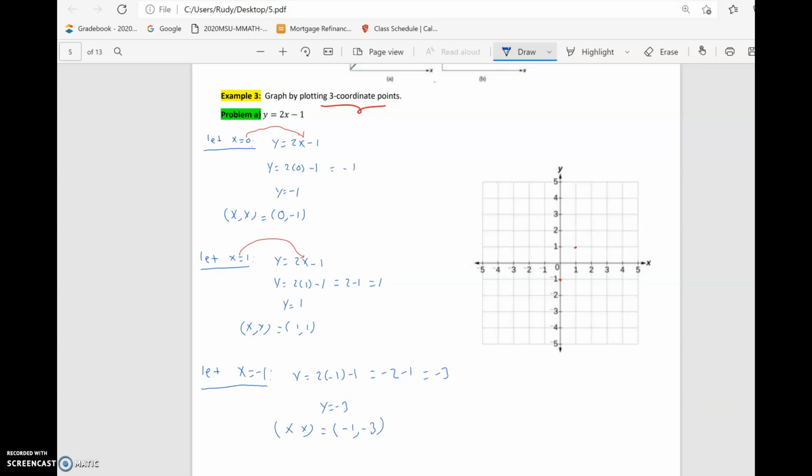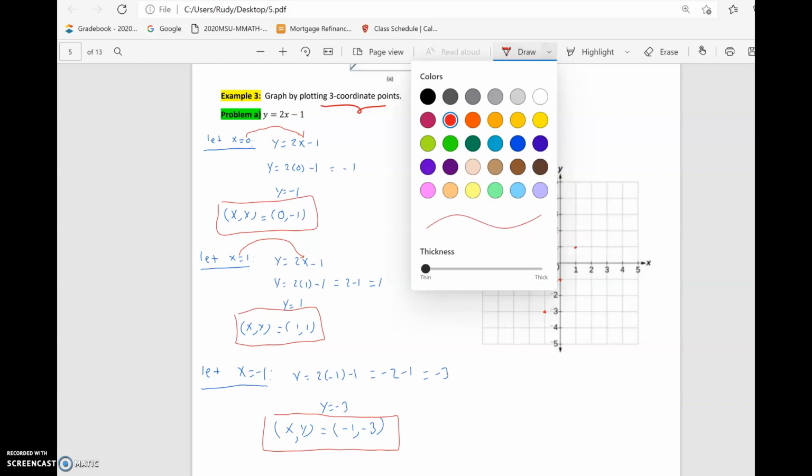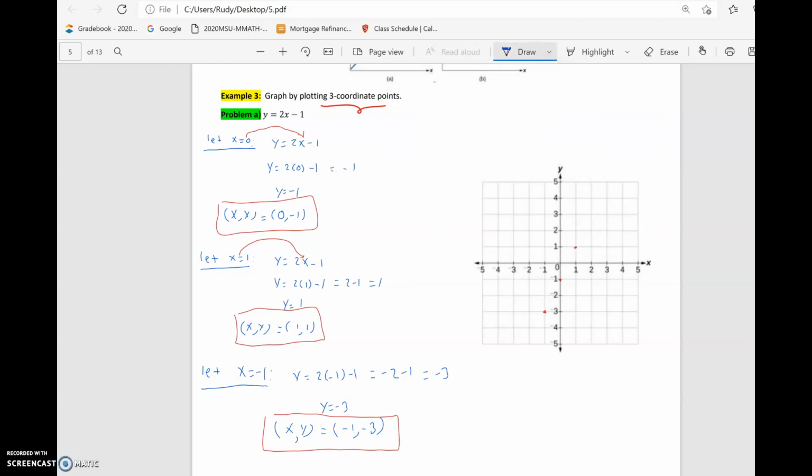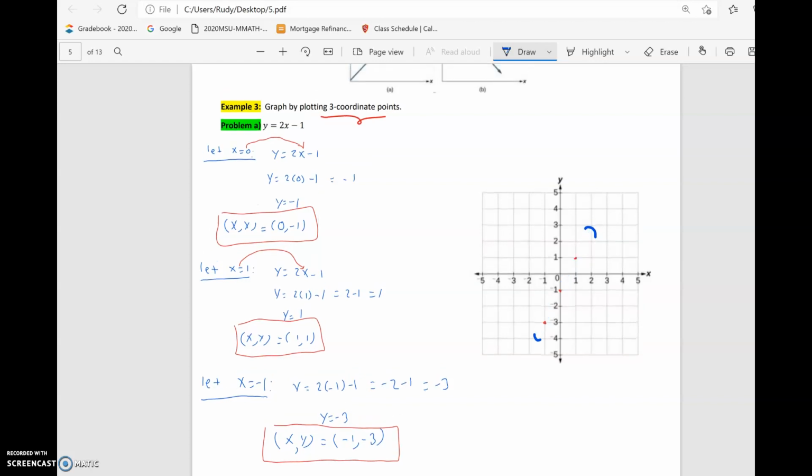And let me actually fix this. Okay, so negative 1, negative 3, it's going to be here. Here we have the 3 coordinate points. And let me actually attempt to draw a straight line through those 3 coordinate points. In this case, we're just doing a basic sketch, so that happens to be our line. Assume that it's a straight line. I can't really use a ruler here.